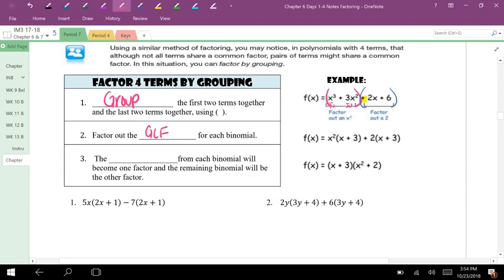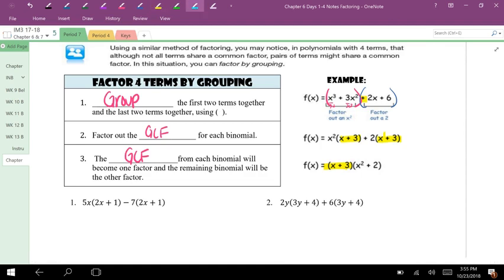Okay, then the GCF from each binomial will become one factor, and the remaining binomial will be the other factor. Okay, so with our 2 color highlighters, it's easier to see. The x plus 3 here is the same. So when it's the same, that becomes our GCF. It's common. So the greatest common factor in this situation is x plus 3. So we're going to factor that out.